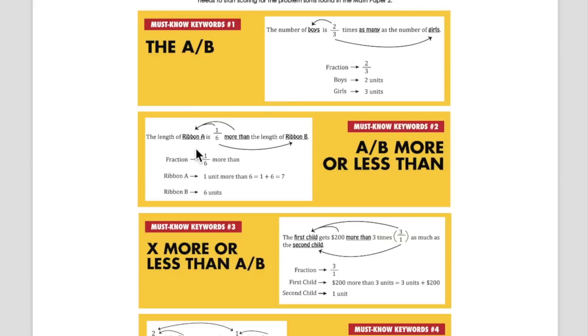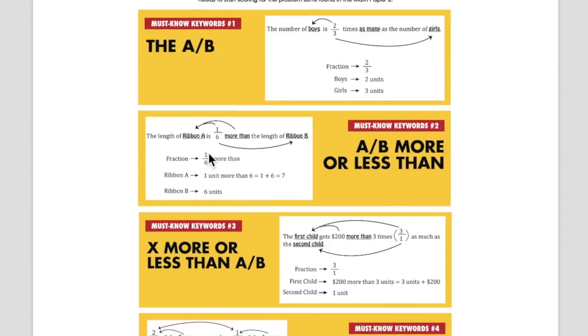The next one over here, A over B more or less than, same thing, entity A, entity B, right? The difference is that, if you remember, entity A has these words called more than behind it. So for example, 1 more than 6, which is 1 plus 6 equals to 7. And the entity B will always remain the same, so it's always referring to the denominator.